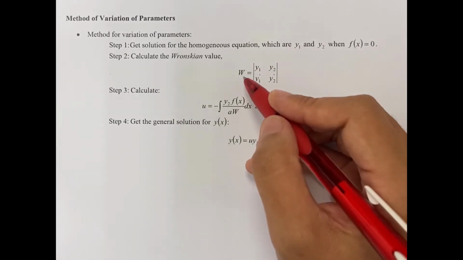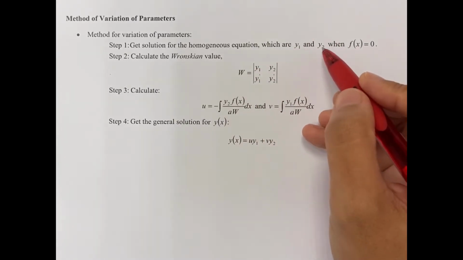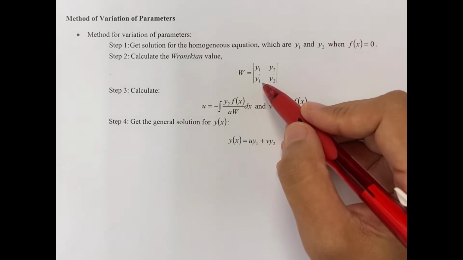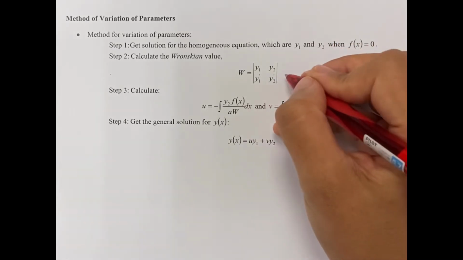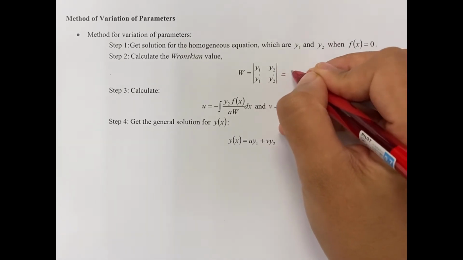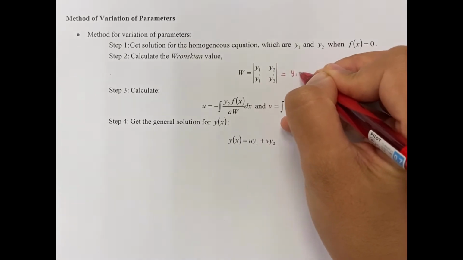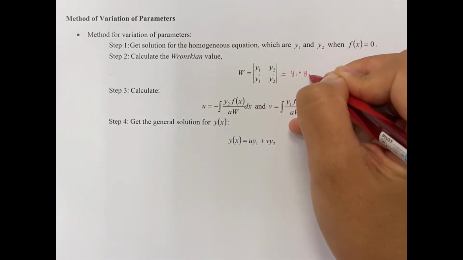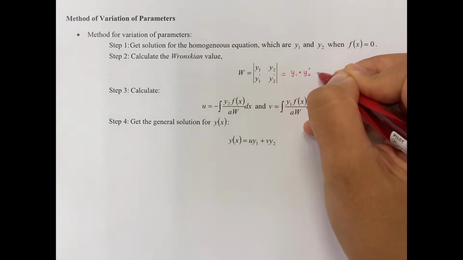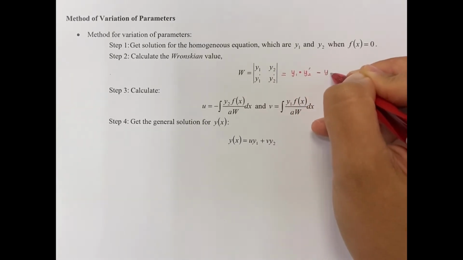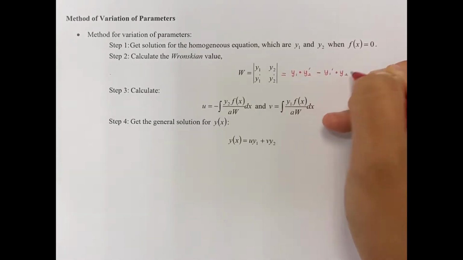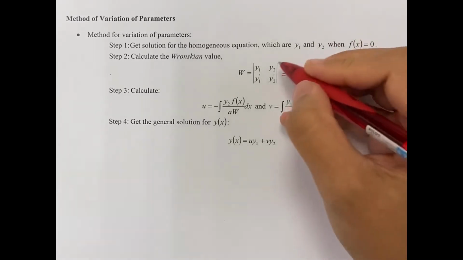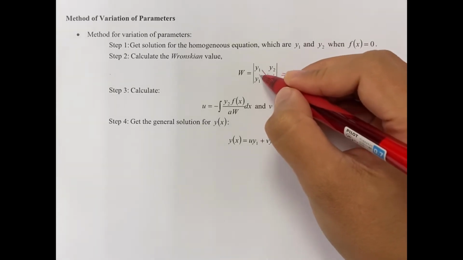So this is the Wronskian's value. Once you have your y1 and y2, you need to find y1 prime and y2 prime. And the Wronskian's value is equal to y1 multiplied by y2 prime minus y1 prime multiplied by y2. You cross-multiply this.